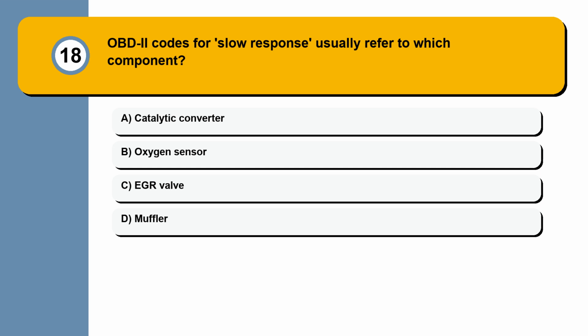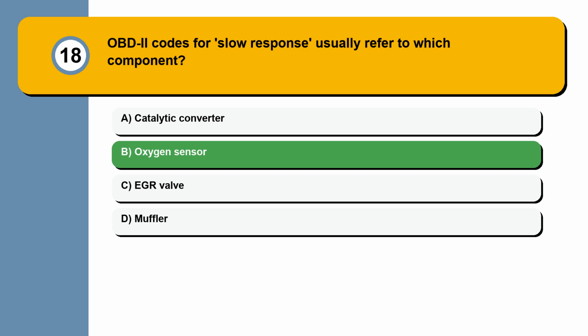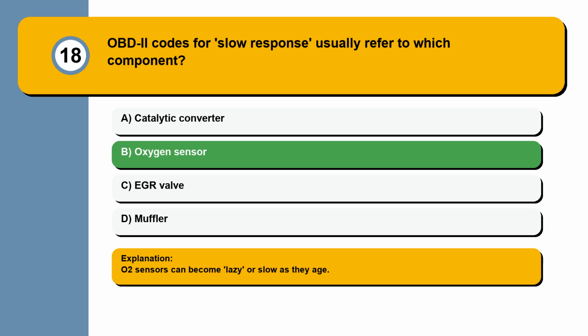Question 18. OBDII codes for slow response usually refer to which component? Catalytic converter, oxygen sensor, EGR valve, muffler. O2 sensors can become lazy or slow as they age.